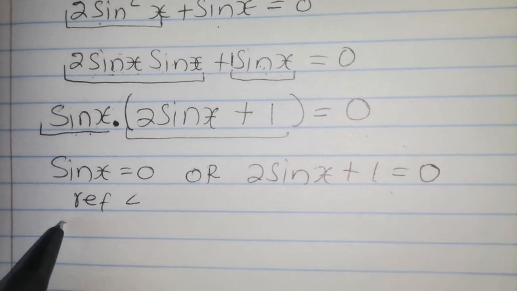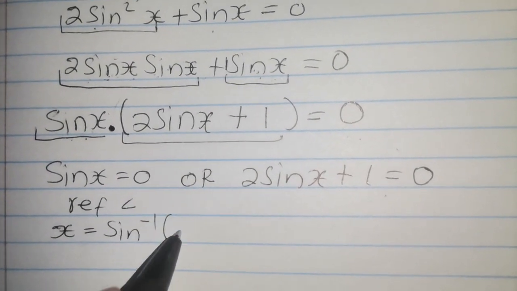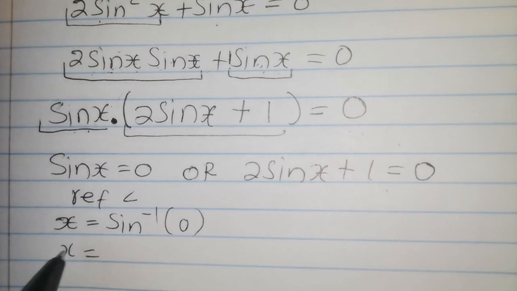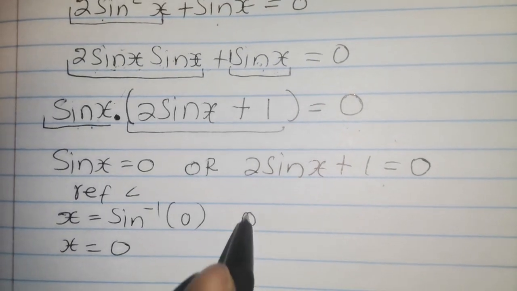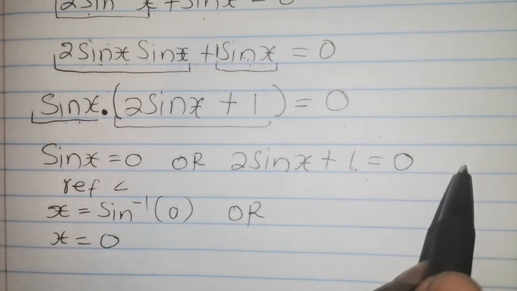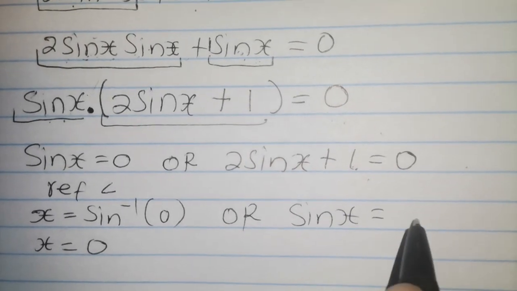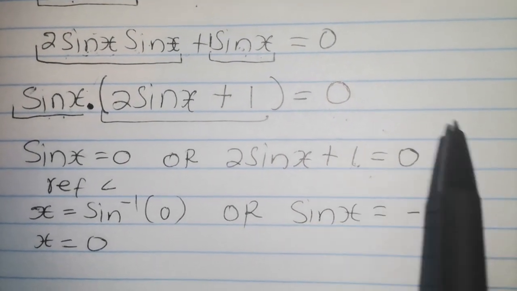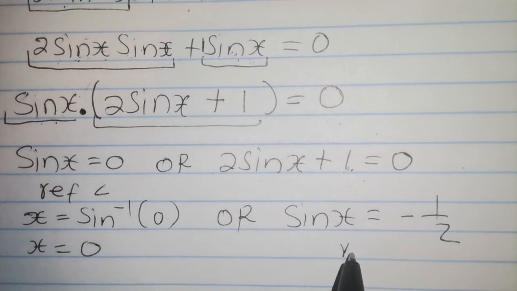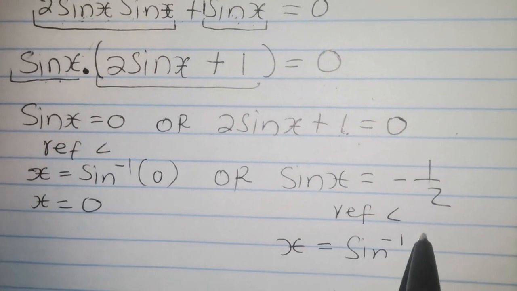Reference angle: shift sine, then solve for x. You transpose the positive one to the right and divide by 2 on both sides. So sine x is equal to negative 1 over 2. You divide negative 1 by 2 to get negative 1 over 2. Therefore, what is the reference angle going to be? Then x equals shift sine of 1 over 2.